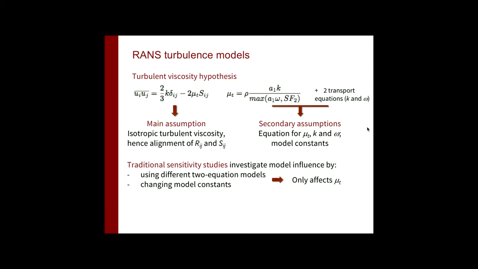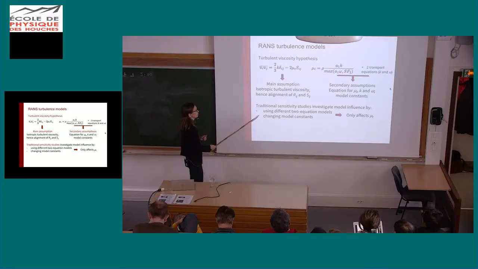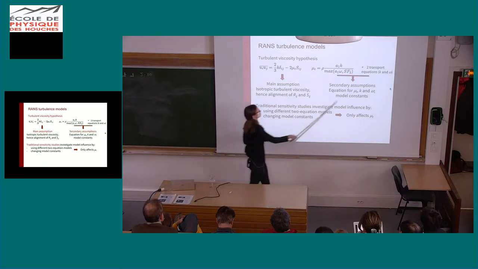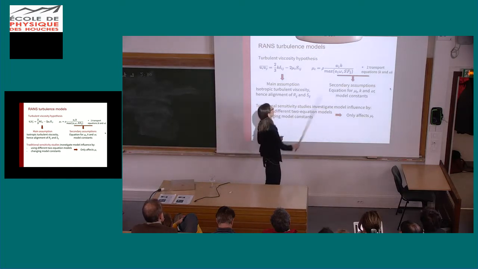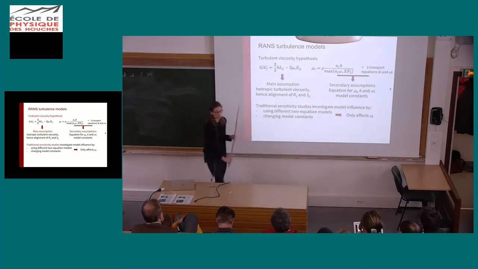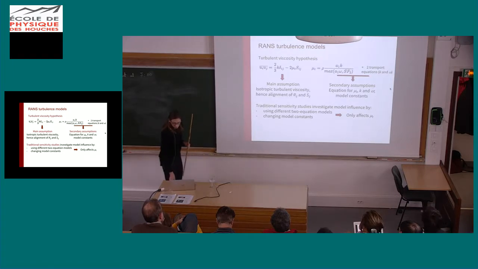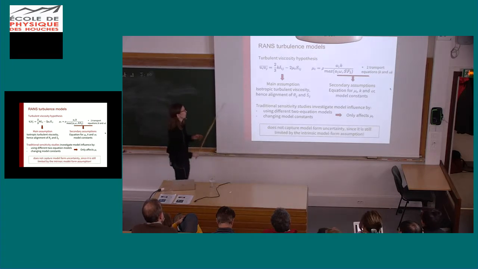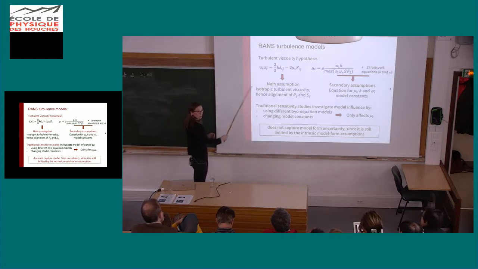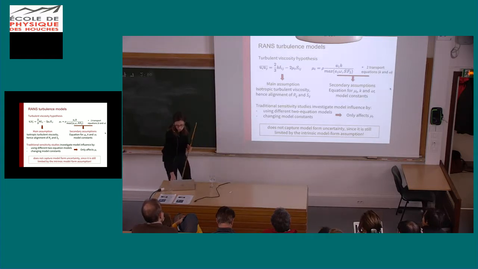Traditional sensitivity studies will look at model influence often by just using different two-equation models and by changing model constants. So what you're doing here is addressing these secondary assumptions, but you're not at all looking at the influence of this main assumption. If you really want to get an idea of what the uncertainty is because of your turbulence model, you really have to look at what goes wrong here in that main assumption.